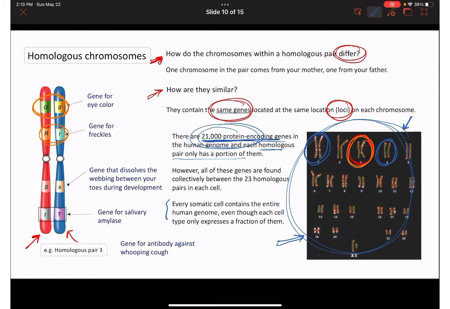So the entire human genome, all of the 21,000 or so protein encoding genes, are found somewhere on these 46 chromosomes. And each homologous pair contains the same genes, but they only contain a portion or a fraction of those 21,000.